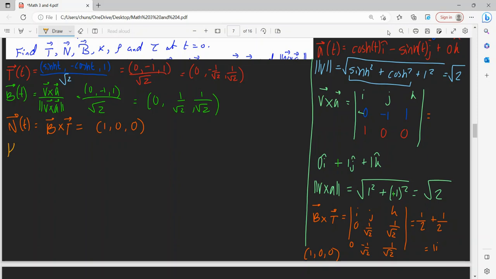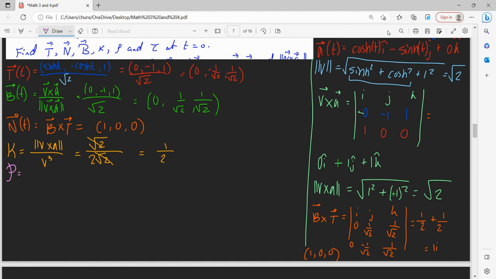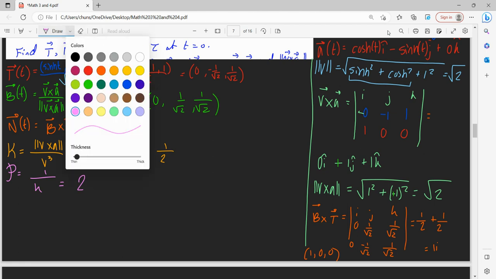curvature, which is equal to the magnitude of v cross a over speed cubed. So we found our magnitude is square root 2, over our speed, which was square root 2, cubed. So that is square root 2 over 2 square root 2, which equals 1 over 2, because these can cancel. All right, now for radius of curvature, rho is equal to 1 over kappa. So that's just like flipping it over, so that gives us 2 for the reciprocal.